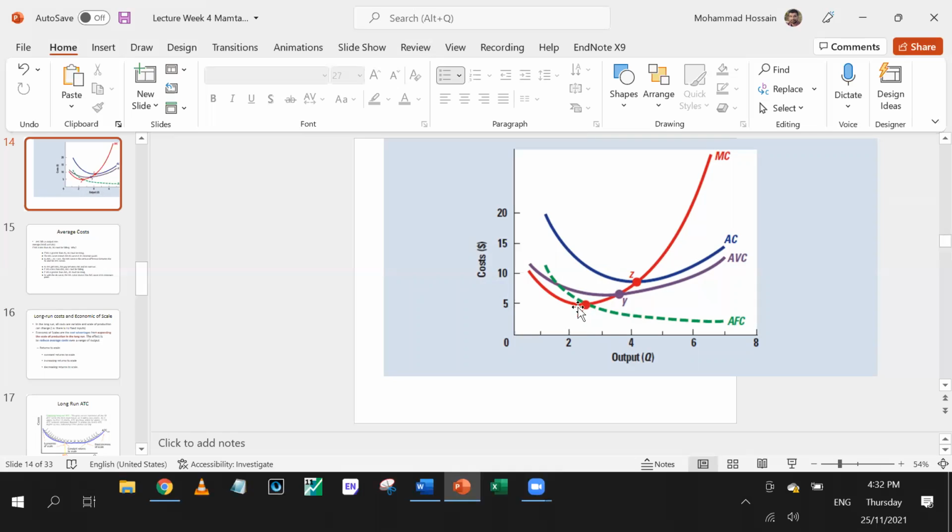Okay. As long as marginal cost is lower than the average cost, the business keeps on producing. How far will they produce? They produce up to the point where the average cost is minimum and equal to marginal cost. That much they will produce. If they produce more than that, then marginal cost will be higher than the average cost, which is not good for the business.